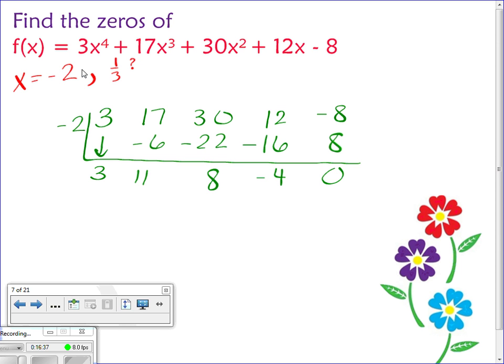All right, so if I do synthetic once, what am I at right now? X to the 3rd. I need to go at least one more time to make it x squared, right? Now, that 1/3 I'm not 100% sure of. Could I try it? What should I get for a remainder if it is good? I should get 0. Let's try.